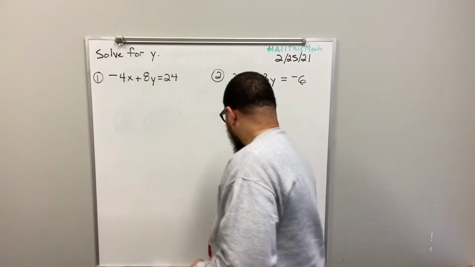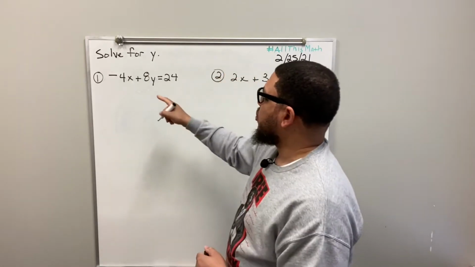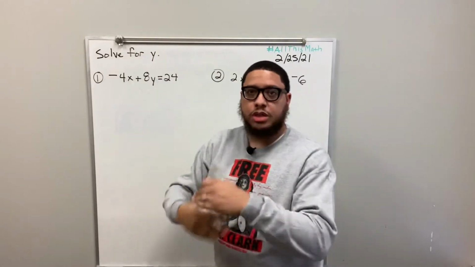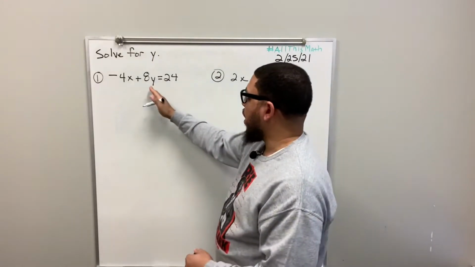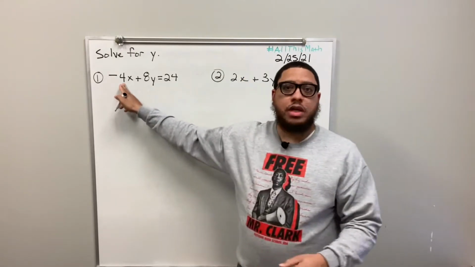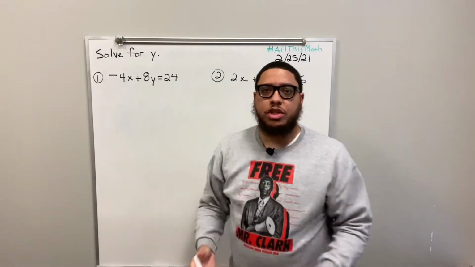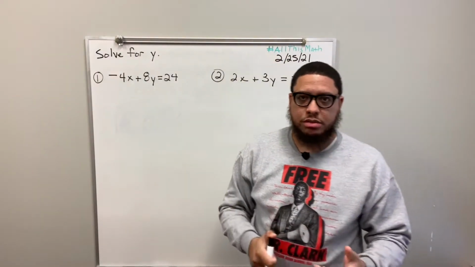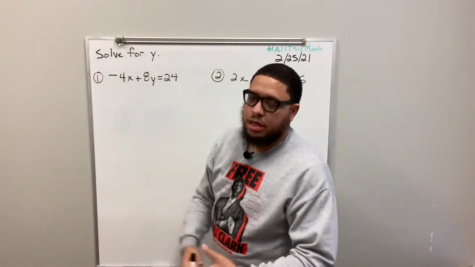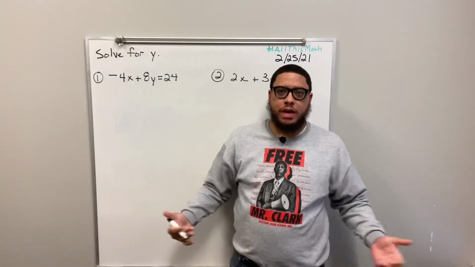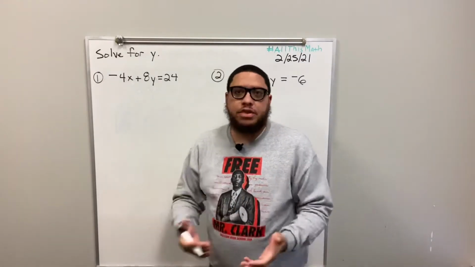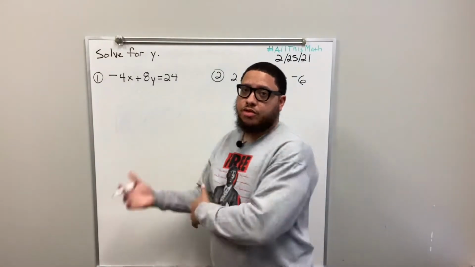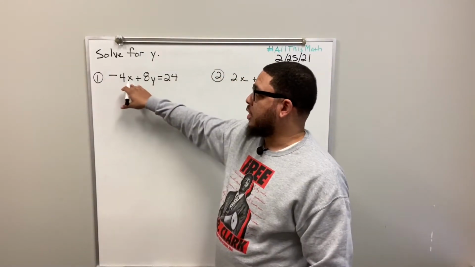The first thing you do in order to get y by itself is you want to get 8y by itself first, because we're going to do this one step at a time. So we get rid of the negative 4x. Whenever you're solving an equation, when you want to get rid of something, you do the opposite operation. This negative 4x represents subtracting 4x. So what's the opposite of subtracting 4x? The opposite of subtracting 4x is adding 4x. So that's how we're going to get rid of this negative 4x.